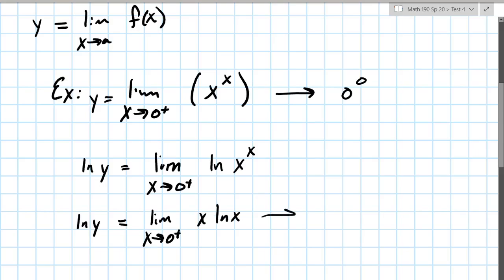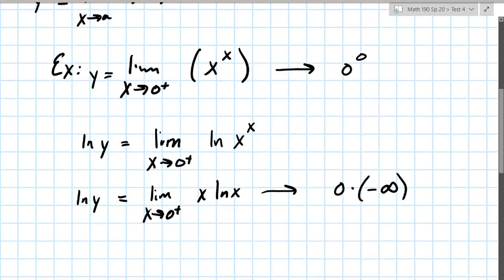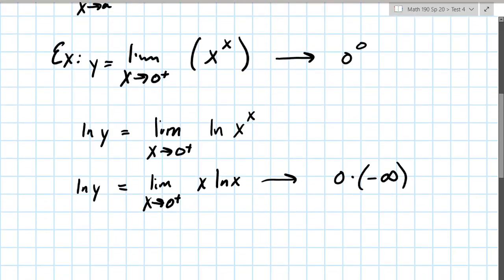Now, this changes the form of the indeterminate form from 0 to the 0 to 0 times infinity. In this case, 0 times negative infinity. Well, that is not L'Hopital's rule yet. We need to make this 0 over 0 or infinity over infinity. So what we can do is what we did last time. Change this to a fraction, and the most convenient part to bring to the denominator would be the x.